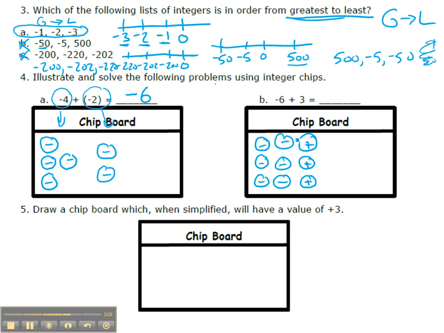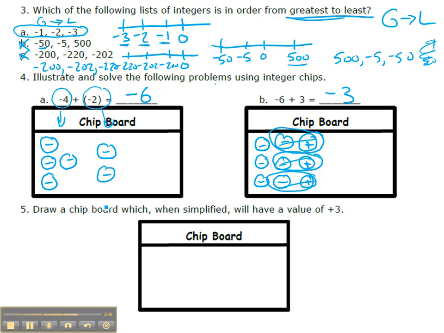Now we have positives and negatives, so we need to look at our 0 pairs. I'm going to circle every plus and minus because each one of those equals 0. 1 minus 1 is 0, or -1 plus 1 is 0. So it's as if those aren't even there, since they're all equal to 0. And what we're left with are these 3 negative chips, so the sum is -3.